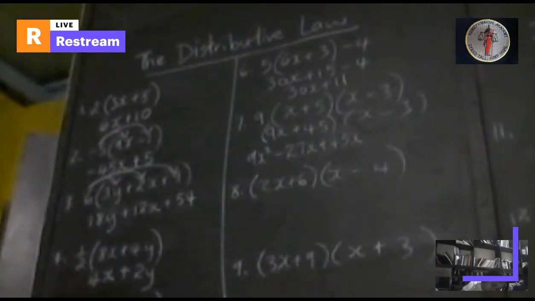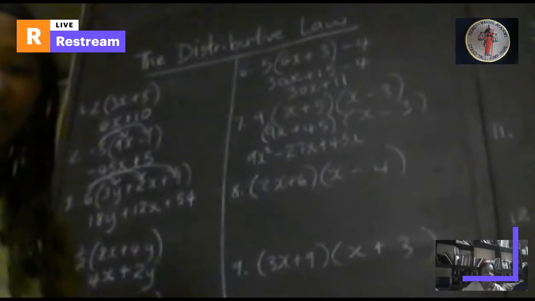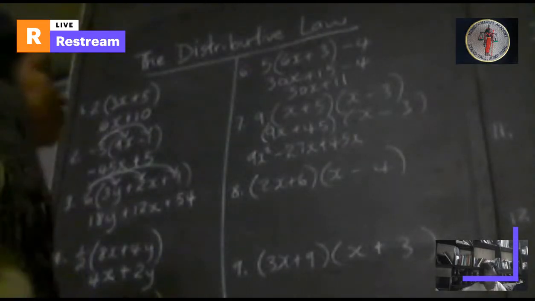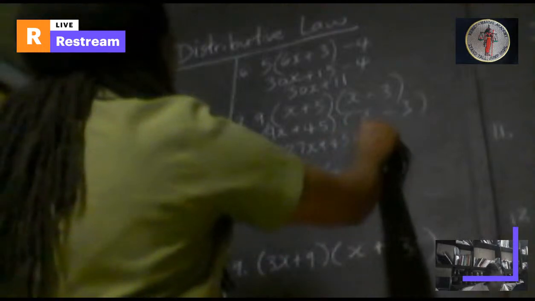And what's 45 times negative 3? That's negative 135. Okay.